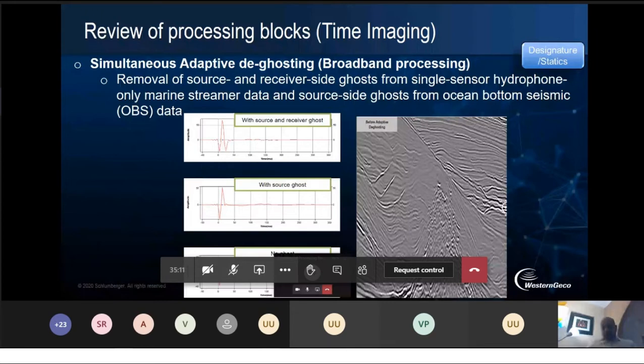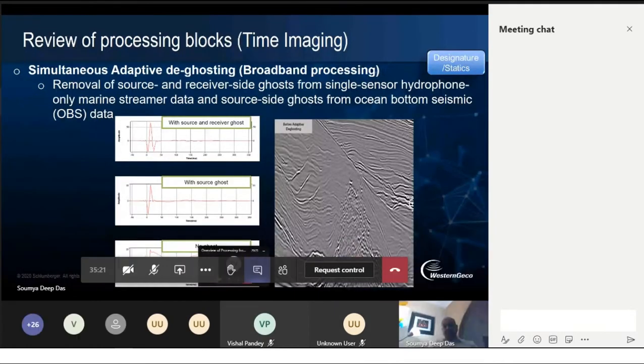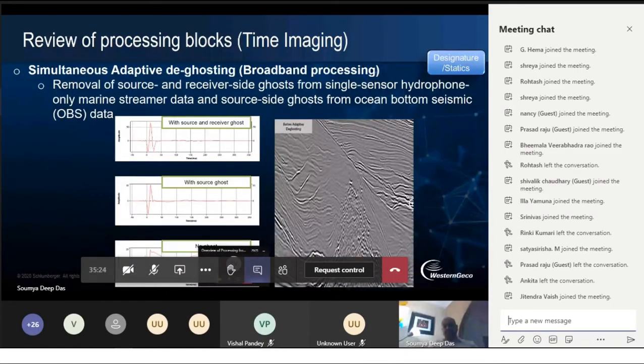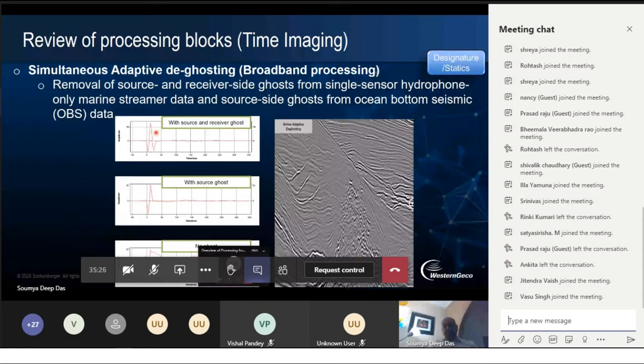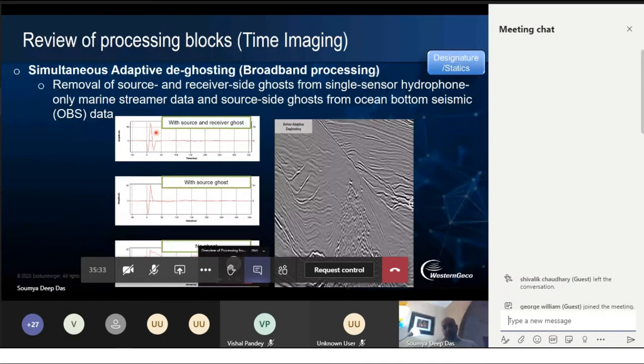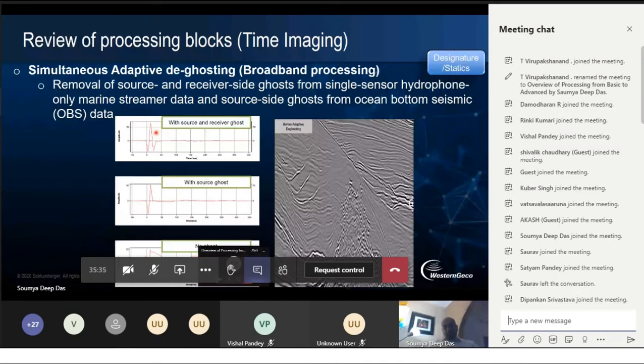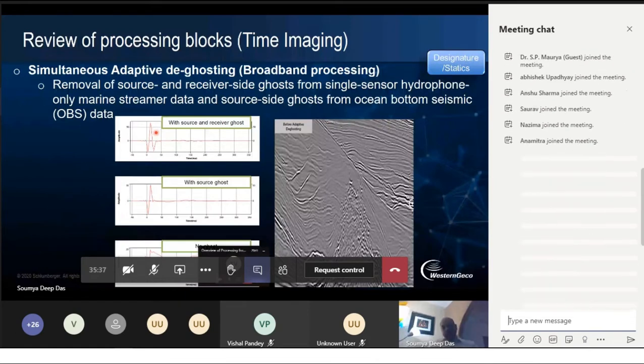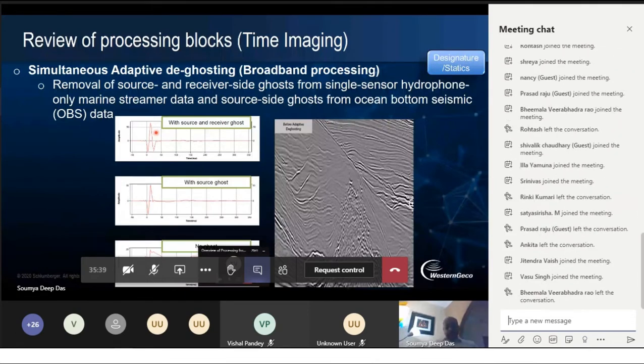But before I do that, let's review the source wavelet, or the wavelet that we have. If you see here, this is what the wavelet looks like when you have the source and receiver ghost. And this is the bubble part. This is what we remove when we do the debubble process. And this is the same wavelet when you remove the receiver ghost. This is the wavelet with source ghost.